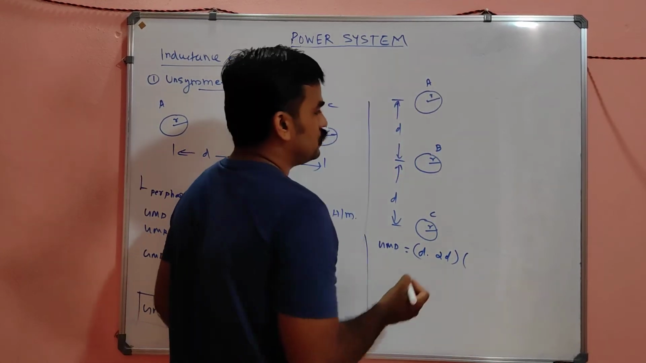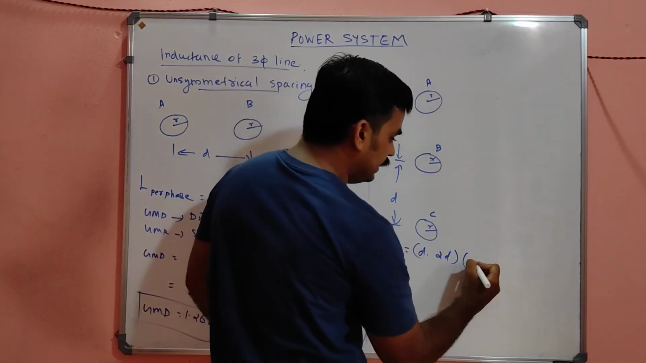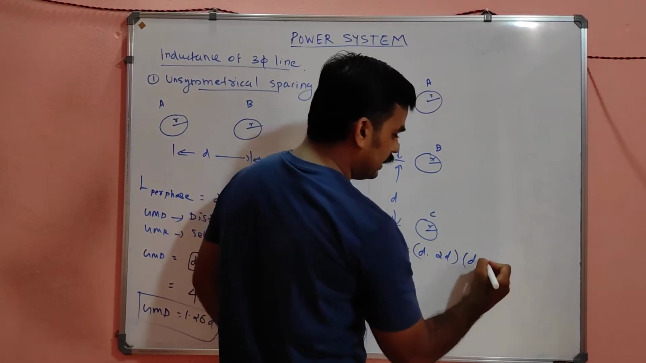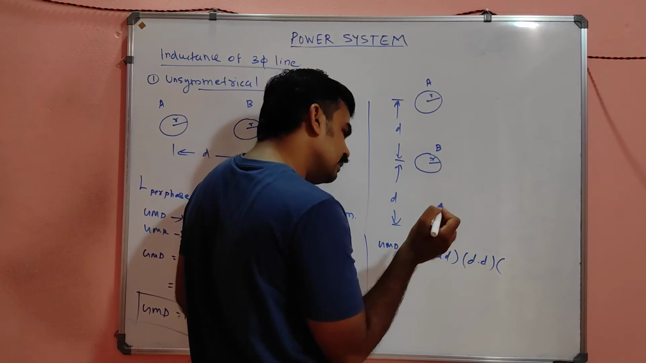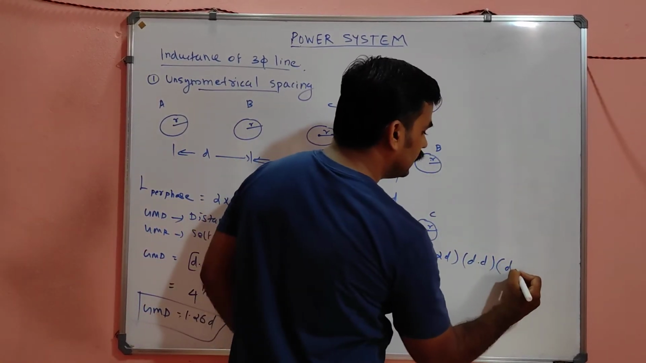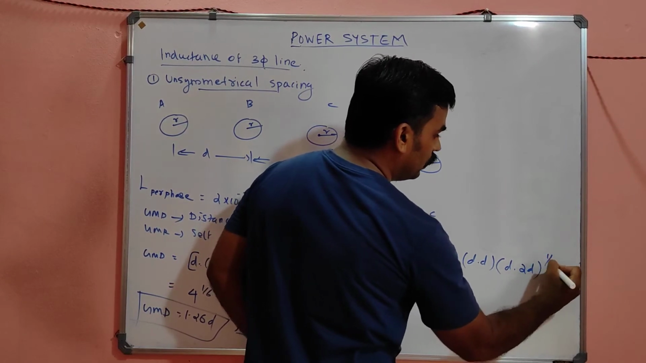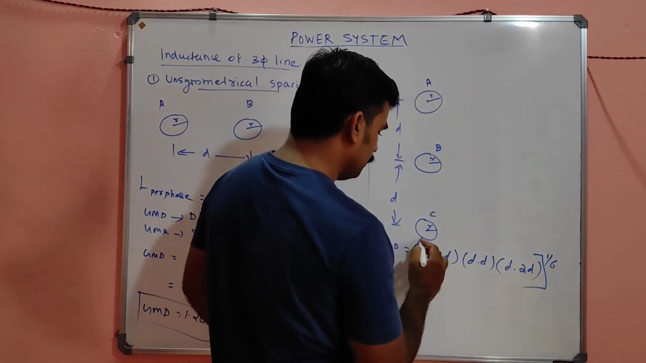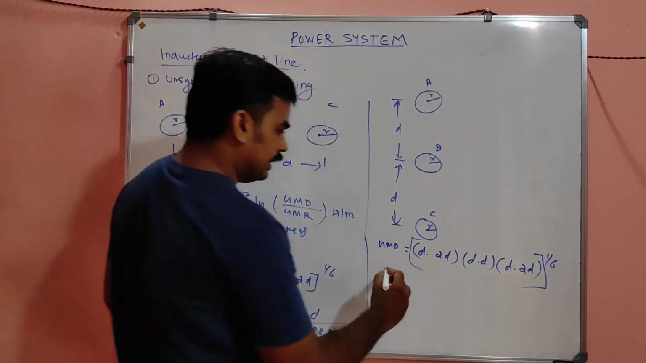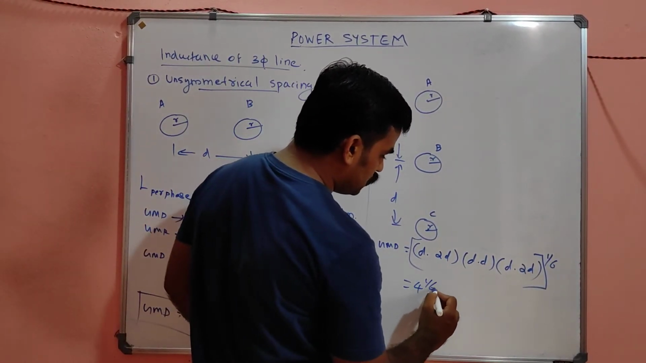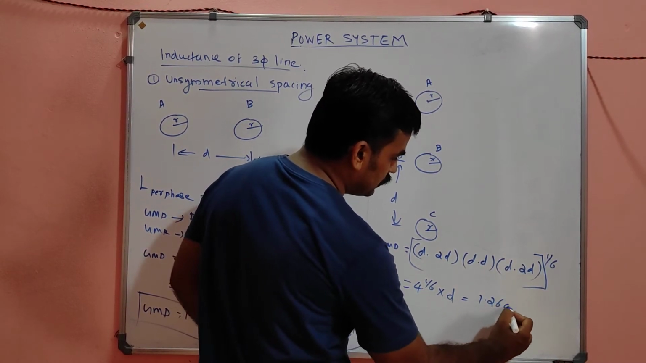One term. Next. Focus on conductor B. Distance with other D, distance with other again D. Next. Focus on third conductor. Distance with other D, distance with other 2D. The whole raised to, again 6 terms will be there. 2, 1, 2, 3, 4, 5, 6. Raised to 1 by 6. So again if you do this, you will get 4 raised to 1 by 6 into D. So it is nothing but 1.26 D.